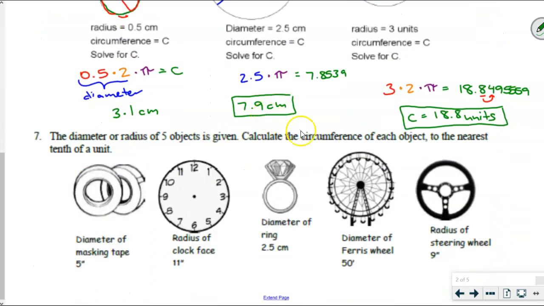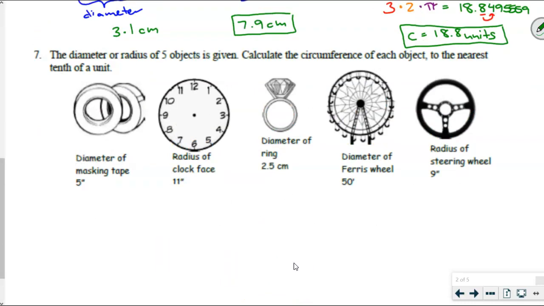Now, we have objects. You are going to see circles in your real life in lots of different places. Here we have masking tape. I'm giving you the diameter of masking tape, I'm giving you the radius of a clock face, the diameter of a ring, etc. Based on the pieces of information that I give you, which are no longer marked this time, so we can't use the diagram to give us some hints, I still want you to find the circumference of each.